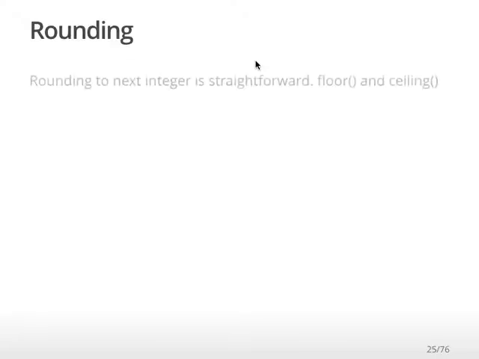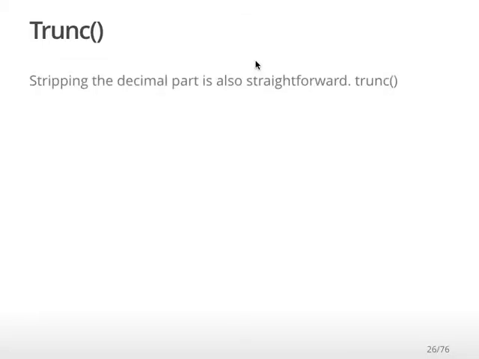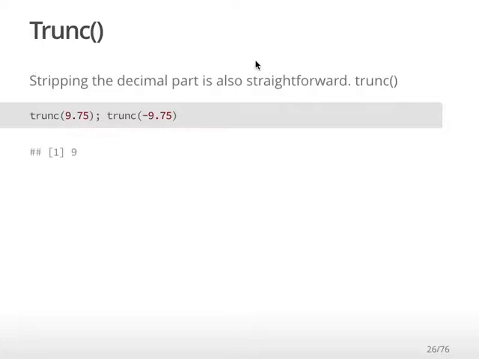You can round numbers in R, so we can round to the next integer. It's straightforward with using floor and ceiling. So if we do that, we're going to get 6, 7, minus 7, minus 6. Yeah, so it's rounding it to the next integer by using floor and ceiling. We can use trunc to cut things behind the decimals. So that's also quite straightforward. So we can do trunc of 9.75, and get 9, get minus 9. So that's leaving behind the decimal part. These are all basic operations which you might use at one point.